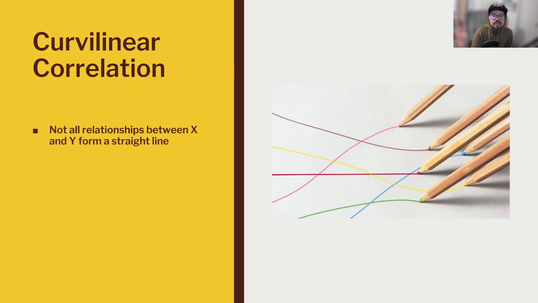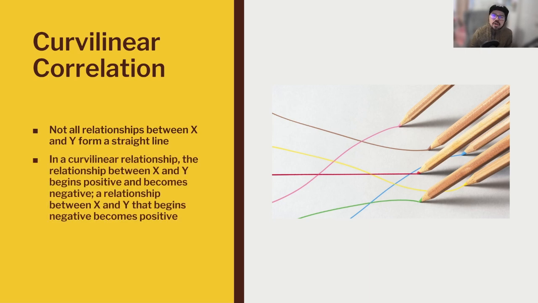So, a curvilinear correlation. Not all relationships between X and Y necessarily form a straight line. In a curvilinear relationship, the relationship between X and Y may begin as positive, so both variables moving in the same direction at the same time, but becomes negative. At some point you'll see that those two variables begin to move in opposite directions, such that one will continue increasing while the other decreases.